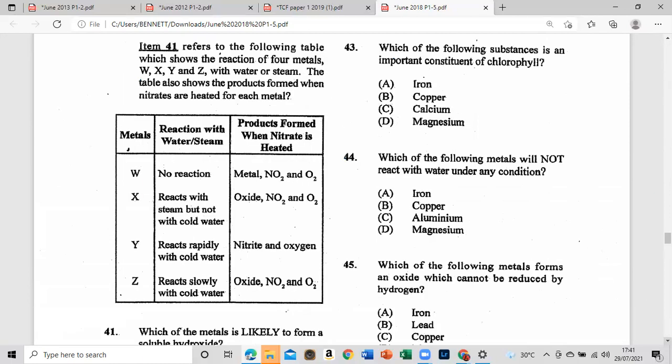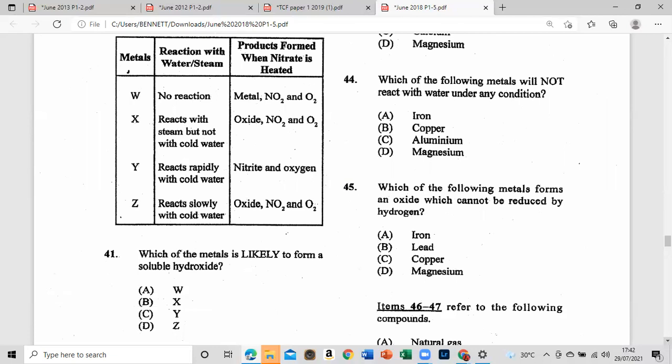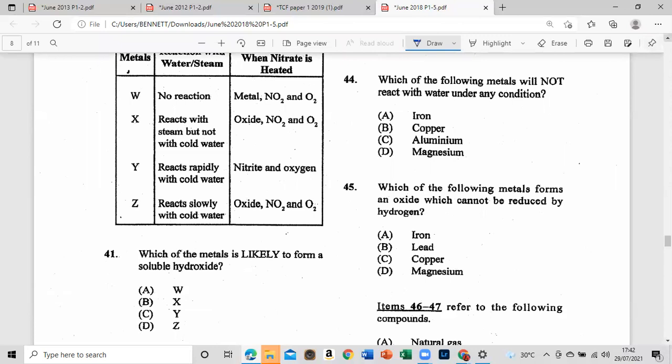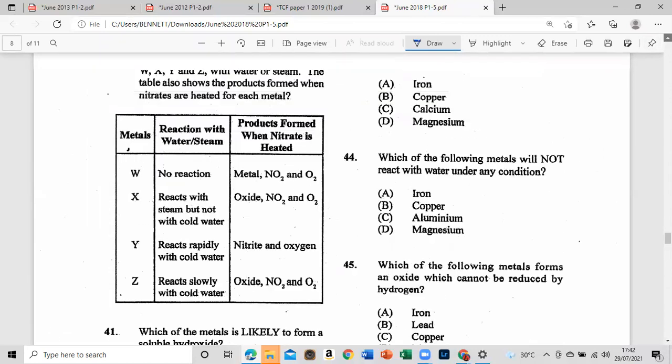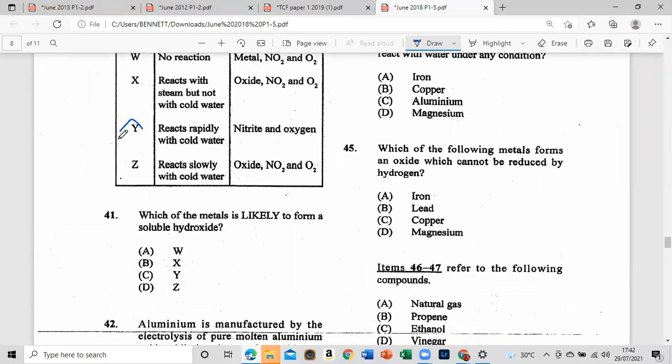Item 41, refer to the following table which shows the reaction of 3 metals, X, Y, and Z, with water or steam. The table also shows products formed when the nitrates are heated for each metal. Just read the table, alright? I'll give you guys a chance to read it. Now which of the metals is likely to form a soluble hydroxide? Let's go back up to the table so you can see all. Is it X or Y? Which of the metals is likely to form a soluble hydroxide? And that would be Y. So 41 is C.